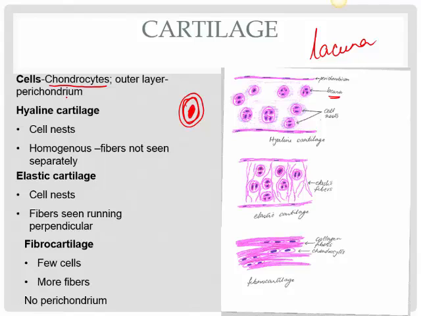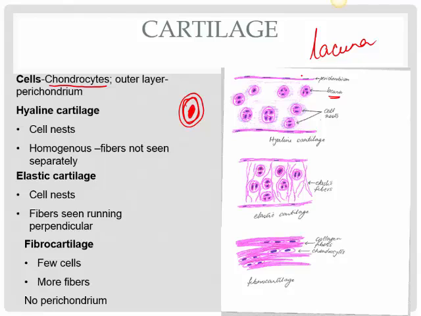This perichondrium has actually got cells in it. They are like stem cells, which help cartilage in regeneration. So if cartilage was damaged anywhere, the perichondrium would send cells inside to regenerate that cartilage. So perichondrium is very important.